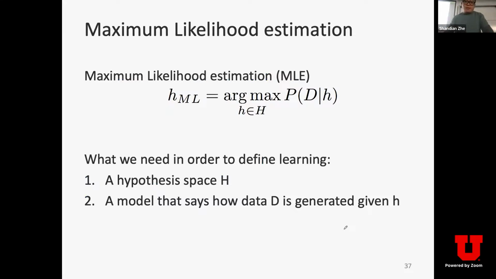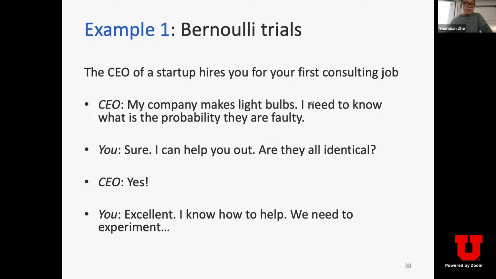So remember that if we want to perform maximum likelihood estimation for hypothesis search, first we need to define the hypothesis space H. And then given every hypothesis in H, you need to define a model, which can tell us the likelihood of the observed data given a particular hypothesis. So let us look at a concrete example.